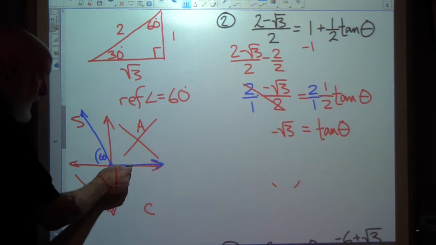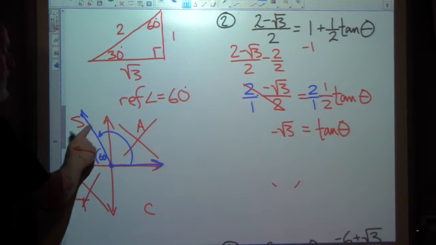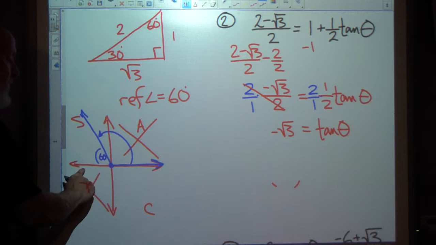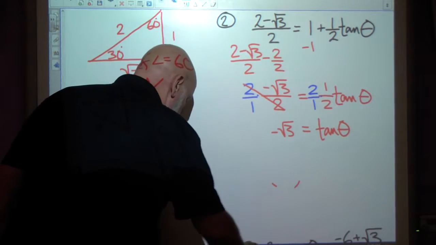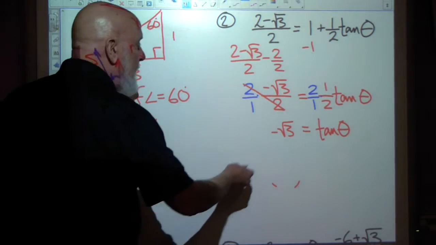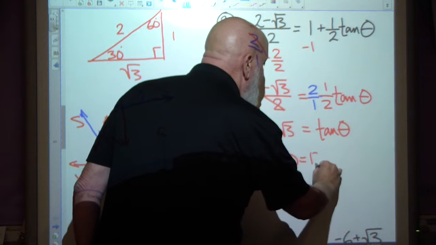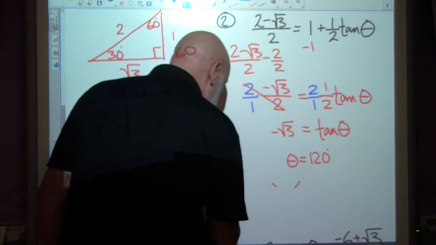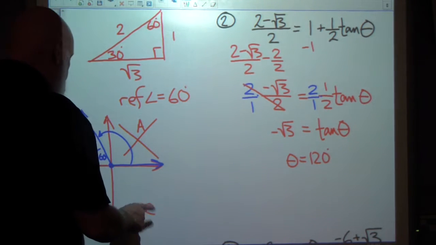What I want to know is, what is this rotation if this is 60? Well, the full rotation will be 180, so I'm 60 degrees shy of 180, so one of my angles is 120 degrees if I haven't made a mistake. So I'm going to make a note of that. Theta could equal 120 degrees. If I take the tangent of 120 degrees, I should get negative radical 3.